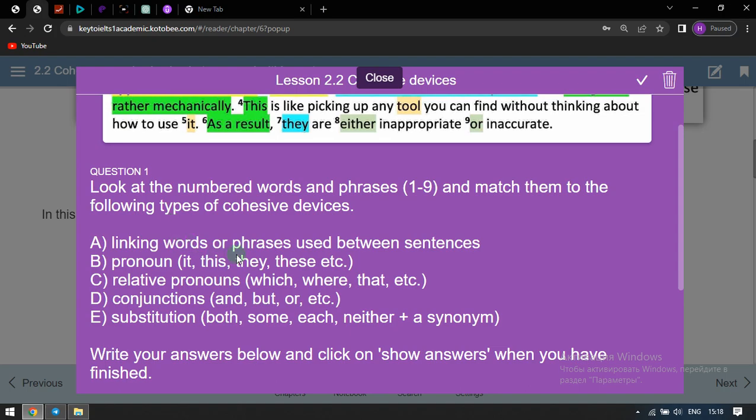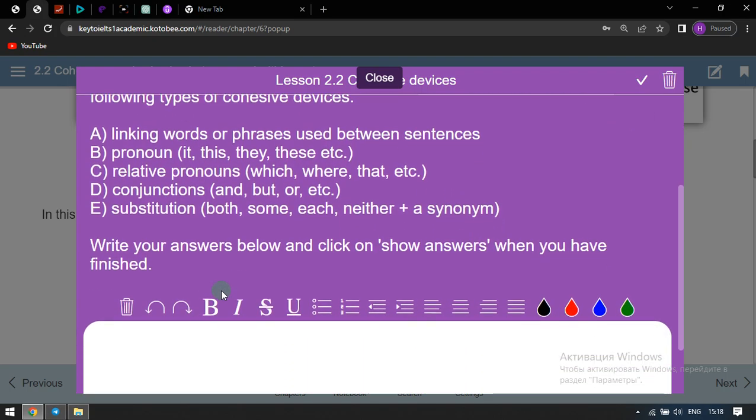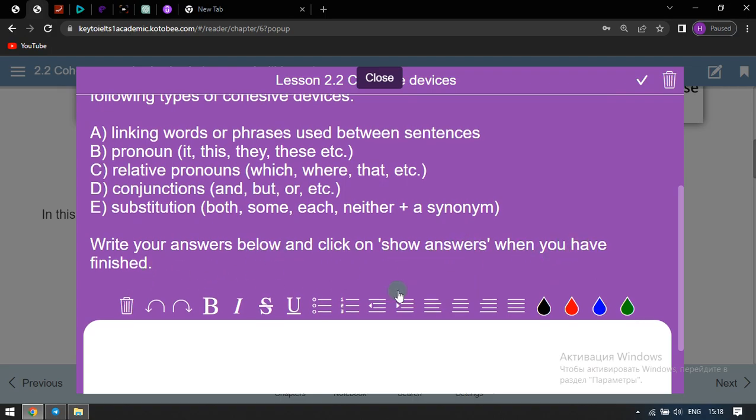ABCD bor ekan. Linking words or phrases used between sentences. Gaplar orasida ishlatiladigan bog'lovchi so'z yoki fraza. Pronoun masalan almosh. Relative pronoun masalan which, where, that, etc. Conjunction bog'lovchi and, but, or, etc. Substitution both, some, each, neither, plus a synonym.